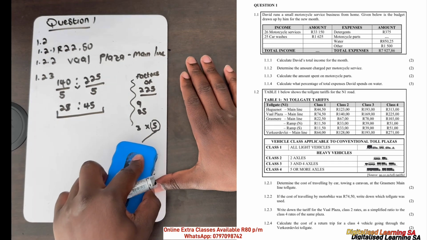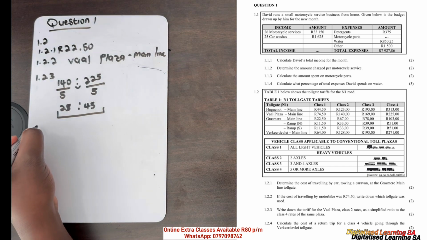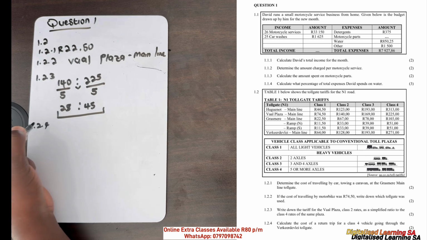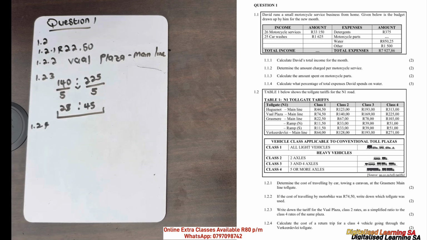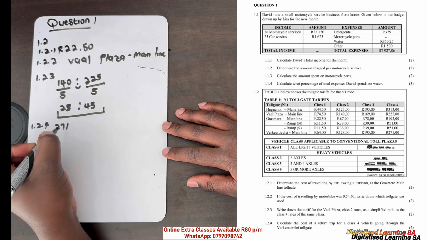Okay, so now let's move to our next question, which is question 1.2.4. So question 1.2.4 says to calculate the cost of a return trip for a class 4 vehicle going through the Delphi toll gate. So the last toll gate is Delphi toll gate. So we can see that it costs 271 for class 4.